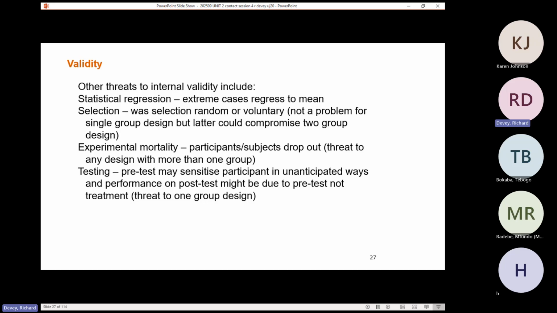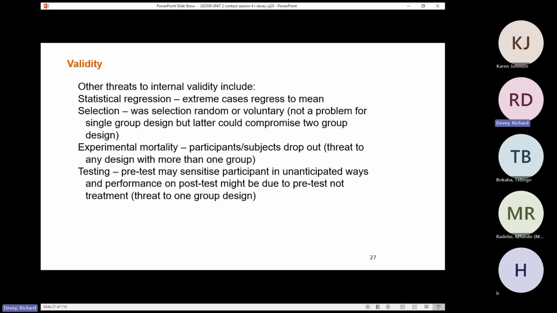And then testing, the pretest. If you're doing a pretest with people, for example, you might sensitize them in an unanticipated way, and their performance in the post-test might be due to the pretest. So that could be a scenario where you give a person a questionnaire to answer, and then a week later you give them the same questionnaire, but because they've had some interaction with the questions, they might answer them differently the second time round, because they've seen the questionnaire before already. So that could also affect the results that you get.